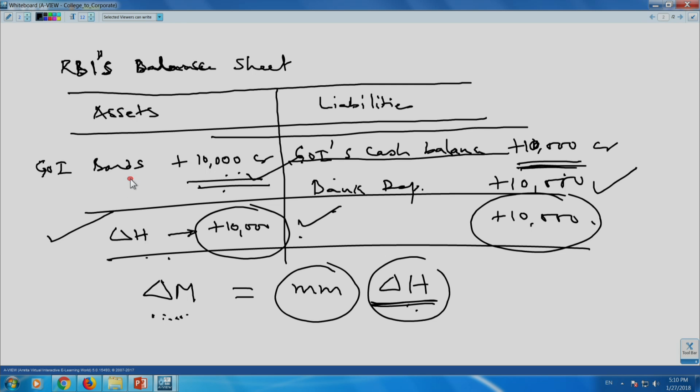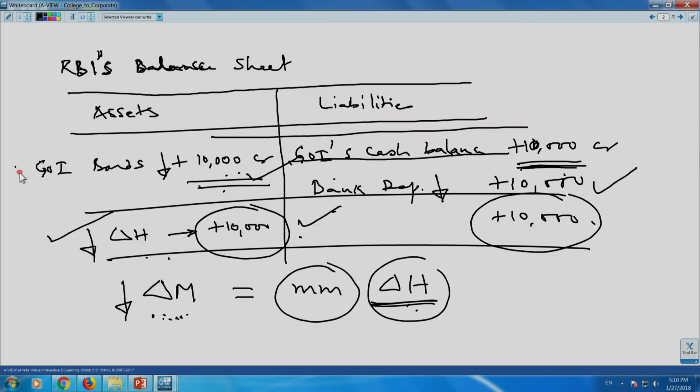Right, in which case its holdings of bonds will decrease. When banks pay for the purchase of those bonds, the bank deposits will also decrease, the high-powered money will decrease, and hence the money in circulation will also decrease. Okay. So, open market purchases and sales of bonds will have consequences on the asset side as well as on the liability side of the RBI's balance sheet.